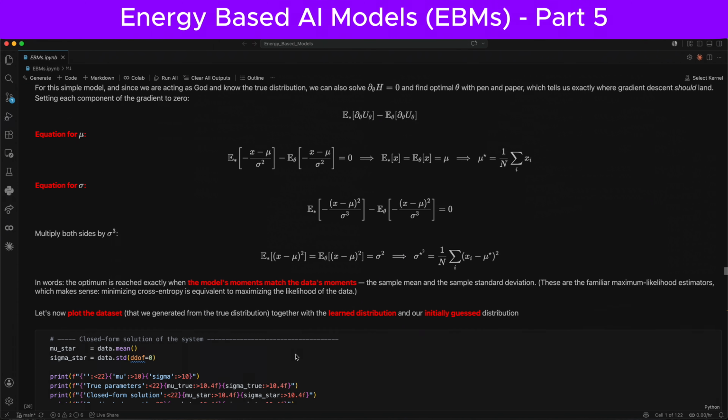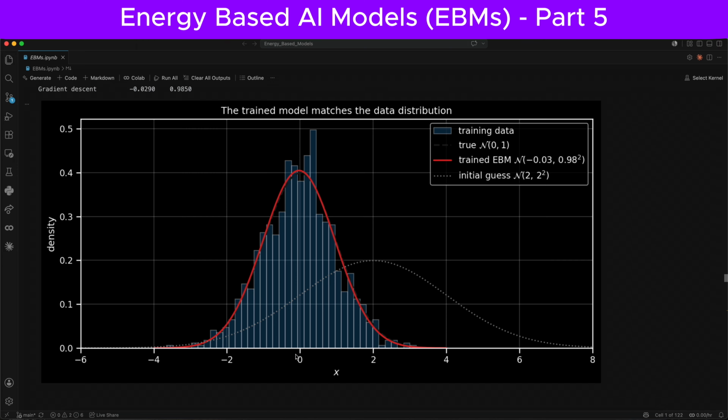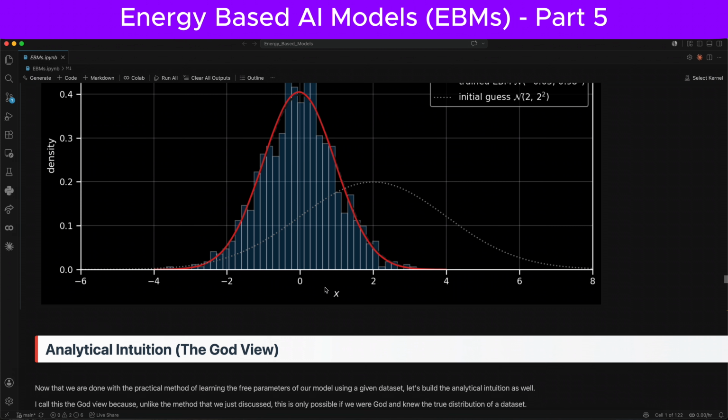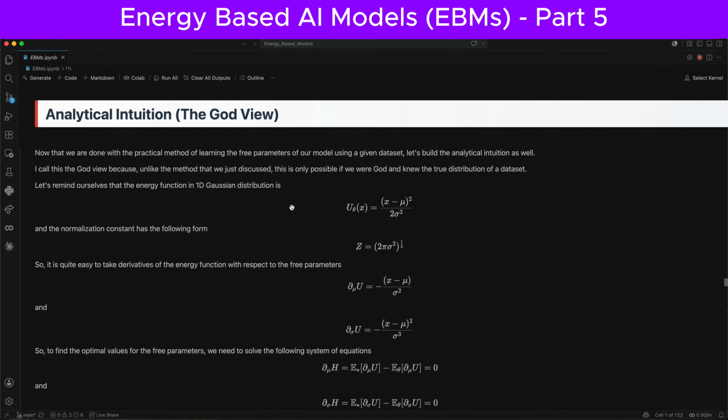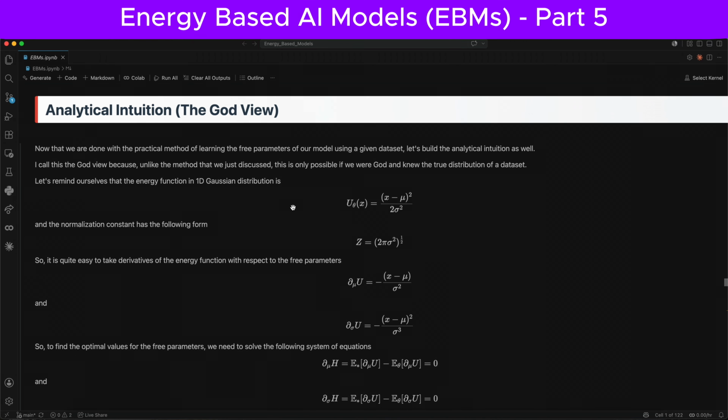Let's now plot the dataset together with the learned distribution and our initially guessed distribution. You can see the trained EBM sits right on top of the data histogram, while the initial guess, shown as a dotted gray curve, is far off. Now that we are done with the practical method of learning the free parameters of our model using a given dataset, let's build the analytical intuition as well.